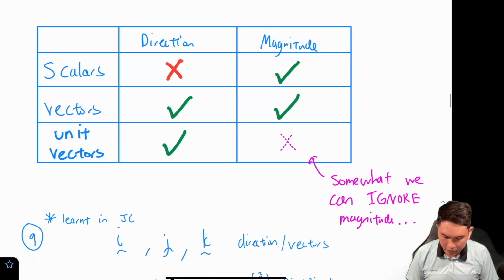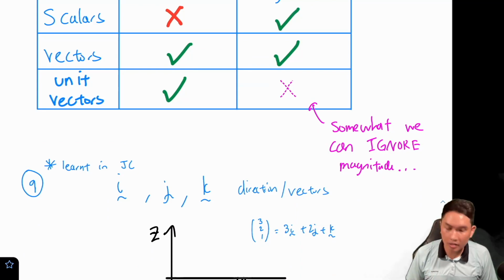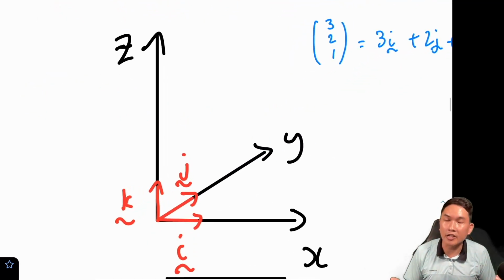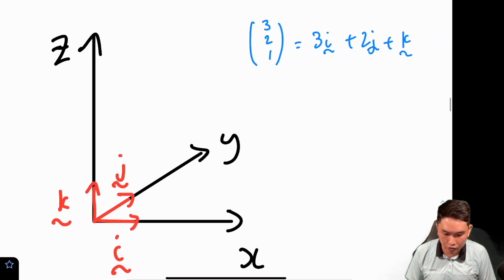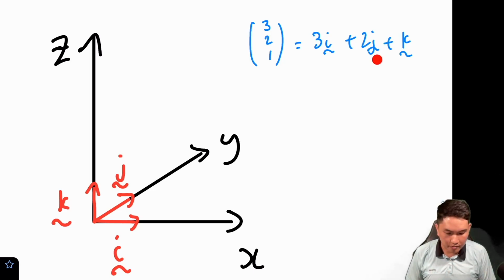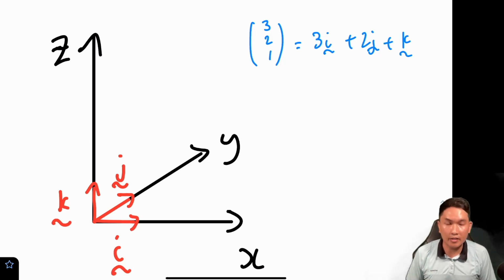With that, I can lead into another concept that we learn in JC, and that is the i, j, k vectors. You can also call them i, j, k directions. First of all, let me introduce what i, j, k are. i, j, k are unit vectors in the direction of x, y, and z respectively. So if you have a column vector, for example 3, 2, 1, you can express that as 3 steps in the x direction. Instead of saying 3 steps in the x direction, you can say 3i, 2j, 2 units along the y-axis, and then k, 1 unit in the z direction.